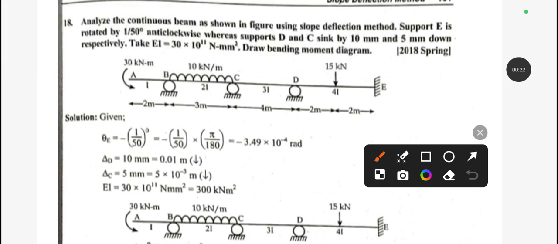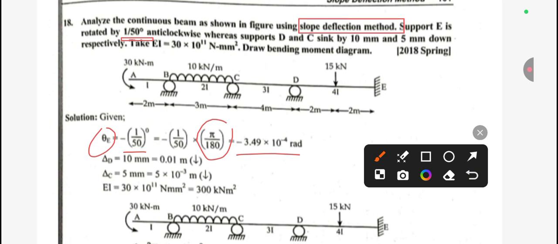Analyze the continuous beam as shown in the figure by the slope deflection method. Support E is rotated by 150 degrees anti-clockwise. This is anti-clockwise, so we need to take negative. So theta E will be minus 150. For the conversion of degrees into radians, multiply by pi by 180, and we get this value. This is in radians.